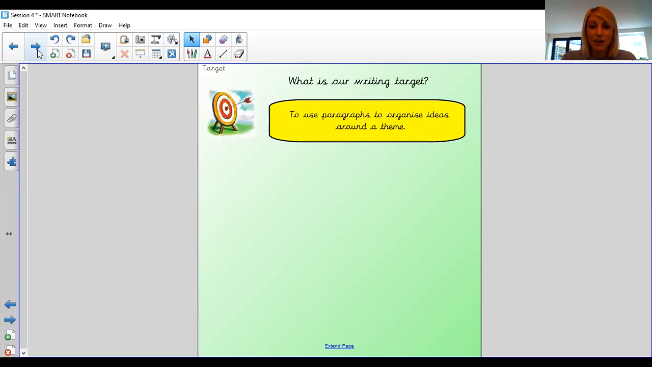Okay, let's remind ourselves of our target for the term then. For our target work this term, we're going to be thinking about paragraphs and using them to organise our ideas around a theme. It's a really good target for this unit because organisation is really important in non-chronological reports. So it's a really good way to remind ourselves about paragraphs and how to use them.